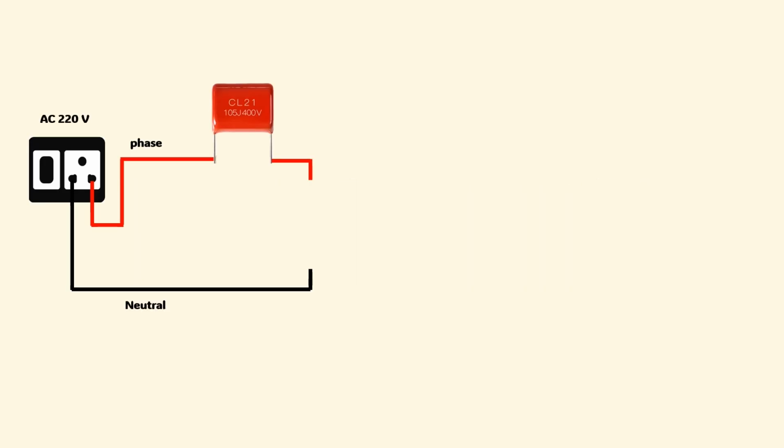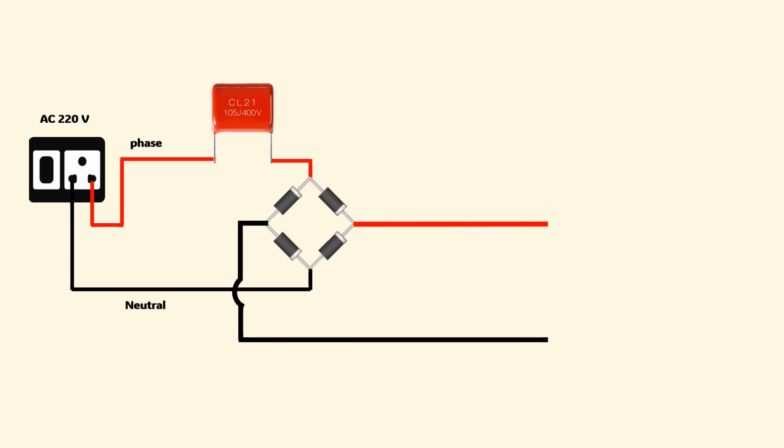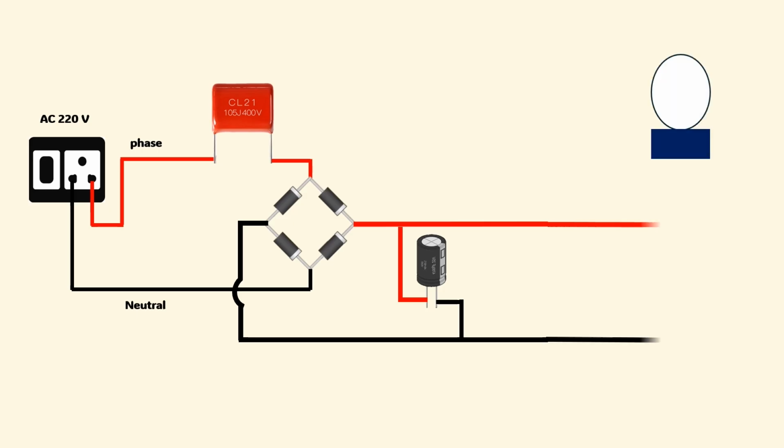Since we are making an AC to DC power supply, a bridge rectifier should be placed after the capacitor. The capacitor will drop the excess voltage, and the bridge rectifier will convert the AC to DC. Pulsating DC is available at the output of the rectifier. A filter capacitor has to be used to filter this pulsating DC and convert it to pure DC. Now if you connect the load in this circuit, then the load will light up.